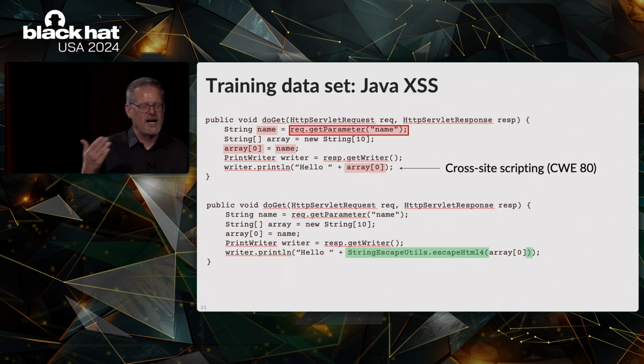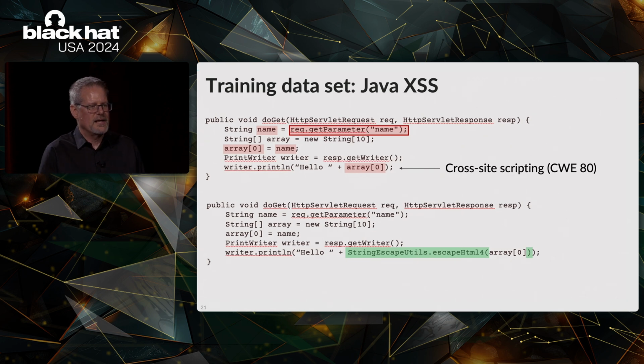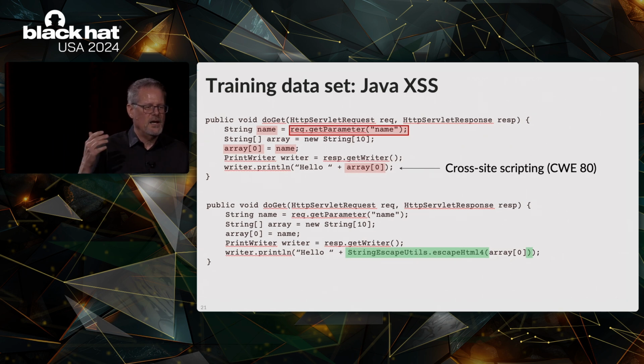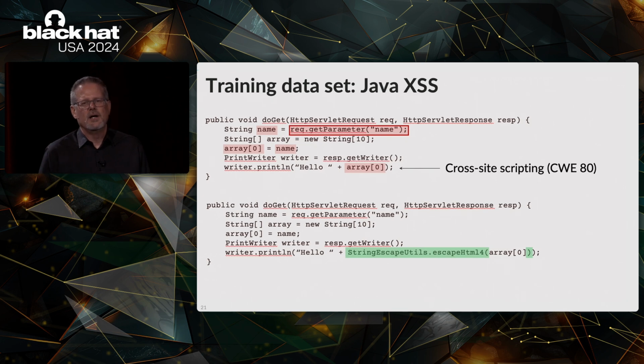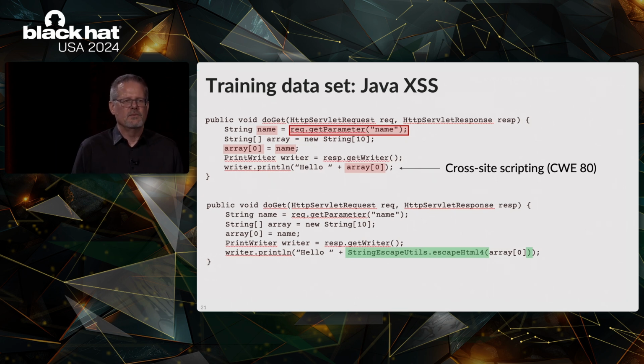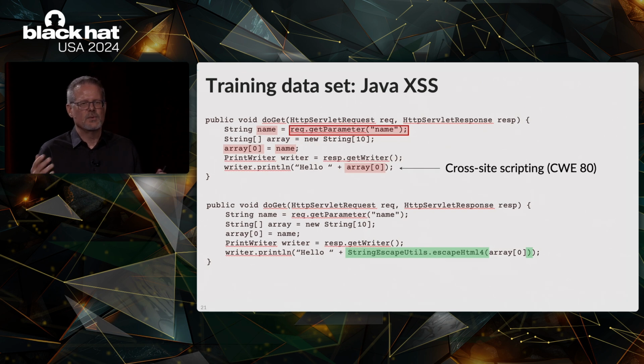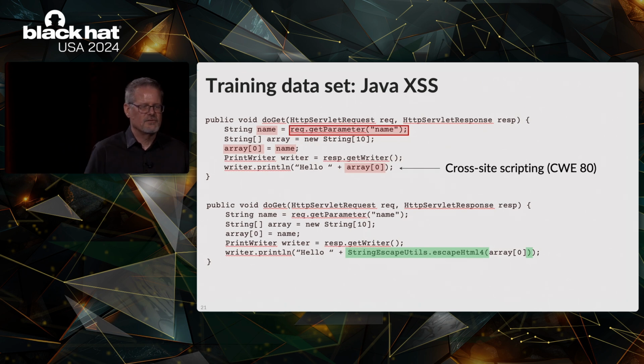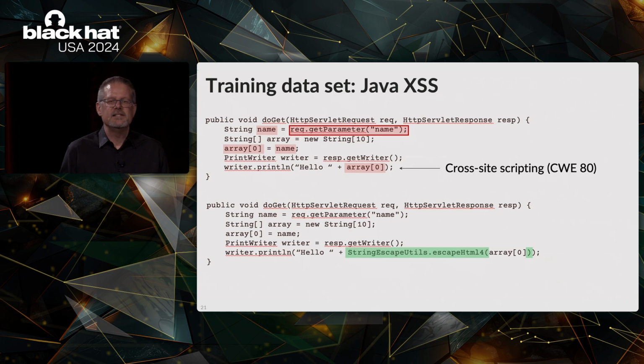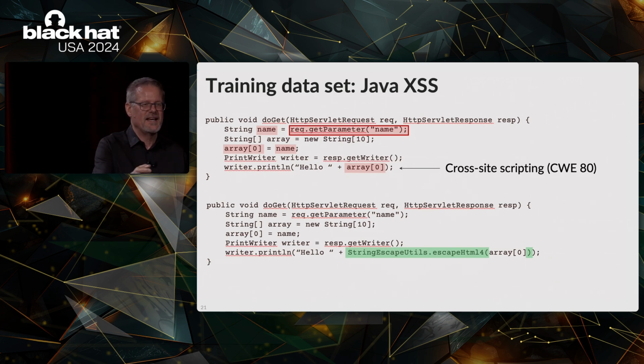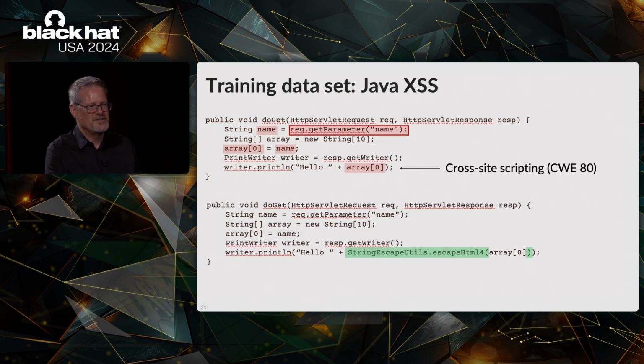This is an example. The top is an example of a reflected cross-site scripting attack, where we're reading in a value. We're putting that in a variable, and then we're outputting that variable out, right? Without any sanitization, without any encoding. Classic reflective cross-site scripting, easy to find. Static analysis tools, dynamic analysis tools, really good at pointing at that line of code and saying, there's your vulnerability.